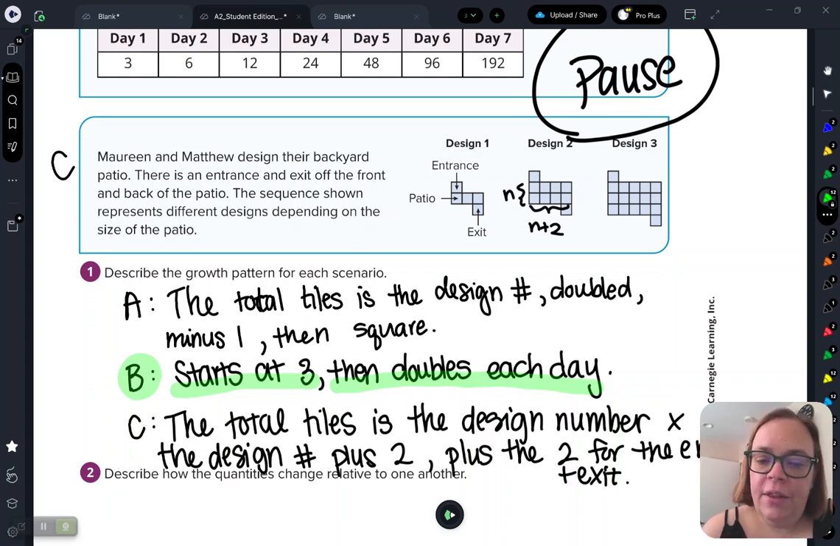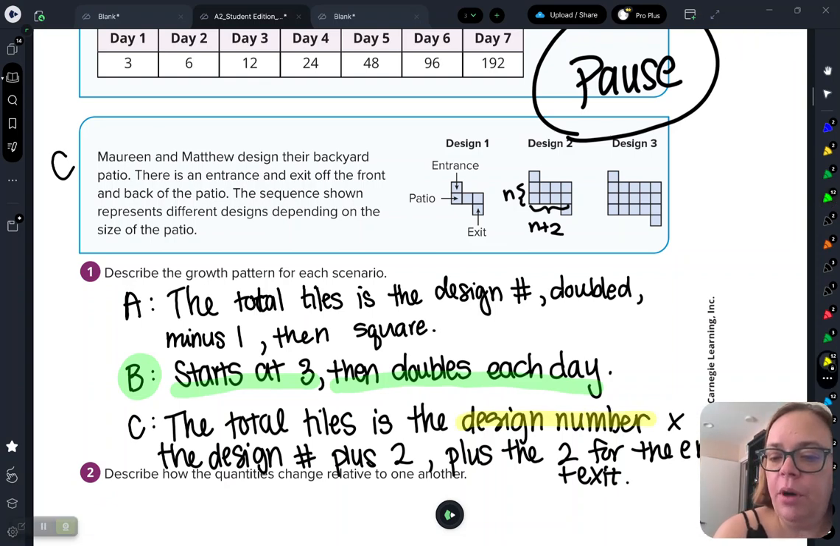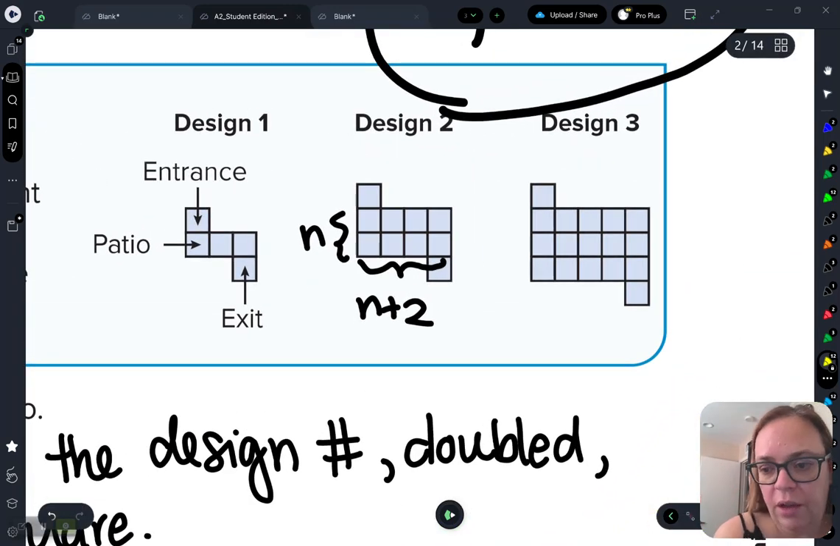For C, the total number of tiles was going to be the design number times the design number plus 2, and then plus another 2. So let me explain. The design number times the design number plus 2 was this rectangle in the middle. This is just one way to think of it. There's multiple ways to think of it.